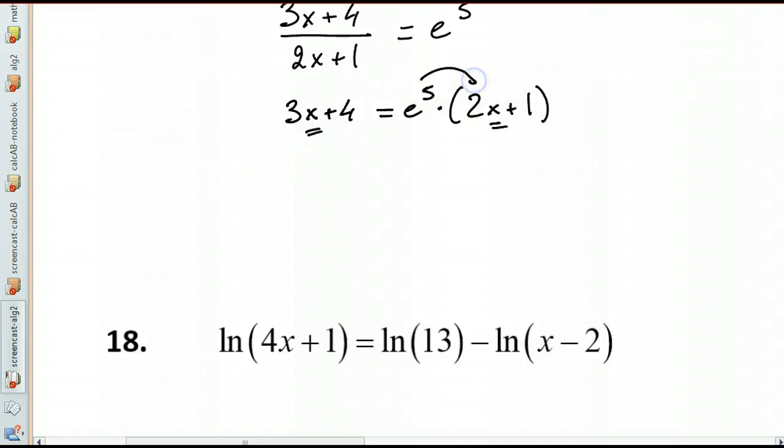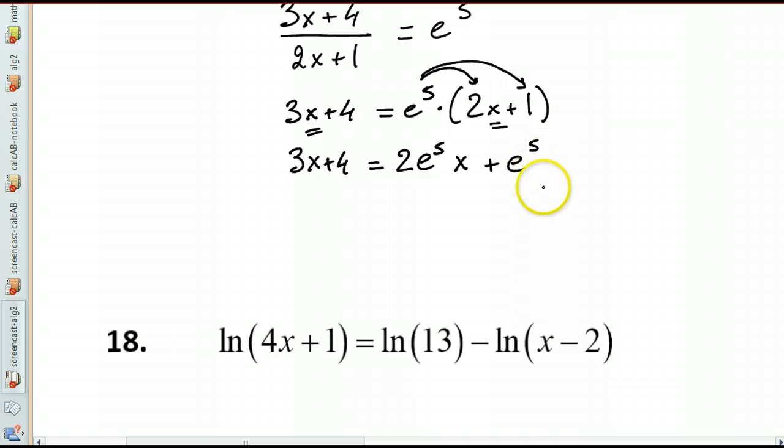The second thing I'm going to do is distribute my e^5, right? So I have 3x plus 4 equals 2e^5 times x plus e^5. Okay, I've got to move my x's to the same side, right? There's one right here, one right there, so this is what I'm going to do. I'm going to move that here, and the 4, I'm going to move it there.